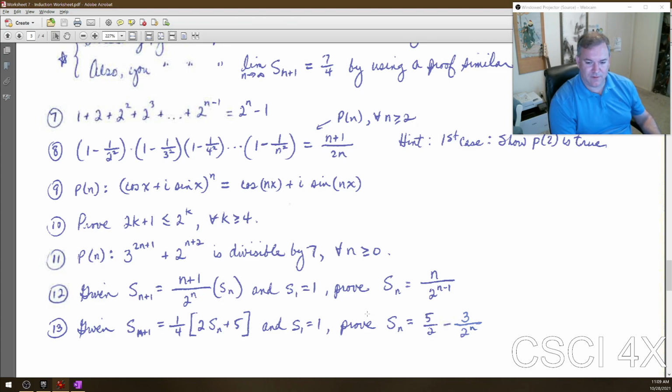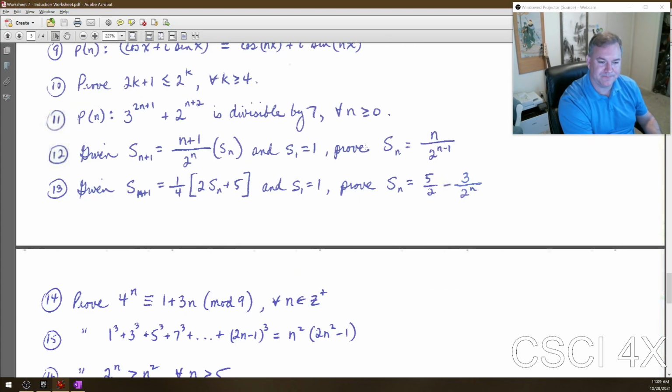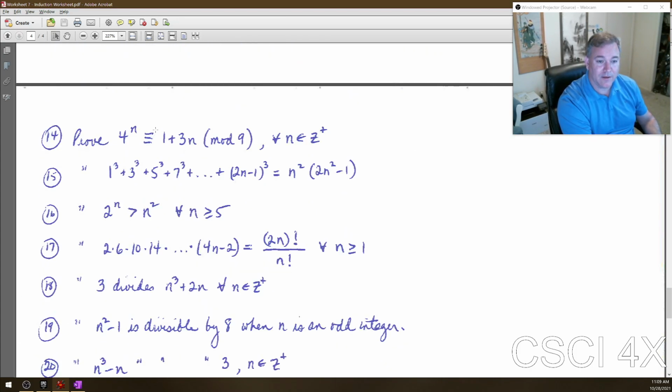It's one of these that has the typo in it. So, congruency. Aha. All right. So this is the world of Z9, right? And it's saying for all n that is an element of the positive integers. So what is the base case here?